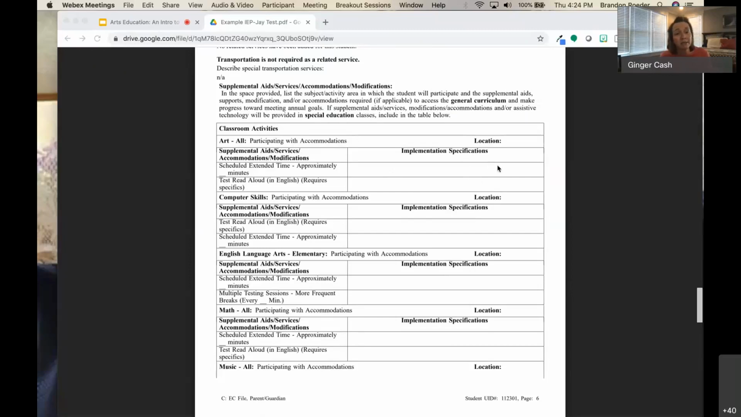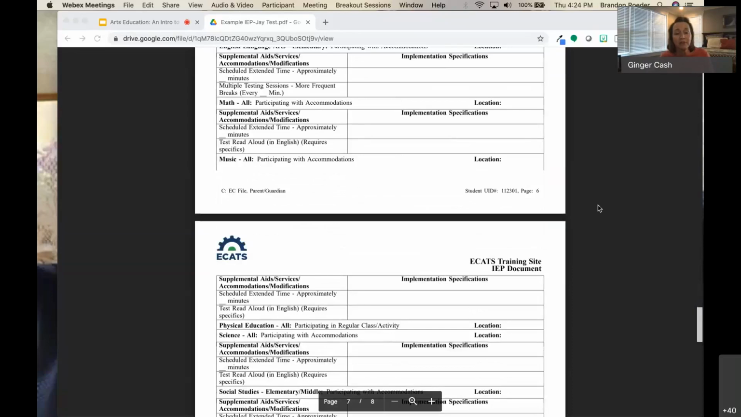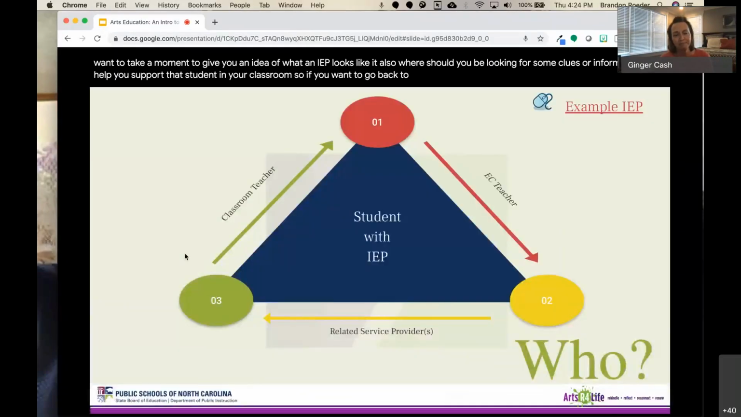And it's your responsibility to at least provide at minimum these, but you are definitely afforded to provide other ones as you see fit so that they can have access. And we're going to talk a little bit about some of those practices that we can do further on. But we just wanted to take a moment to give you an idea of what an IEP looks like, and also where should you be looking for some clues or information to help you support that student in your classroom. So if you want to go back to the presentation.